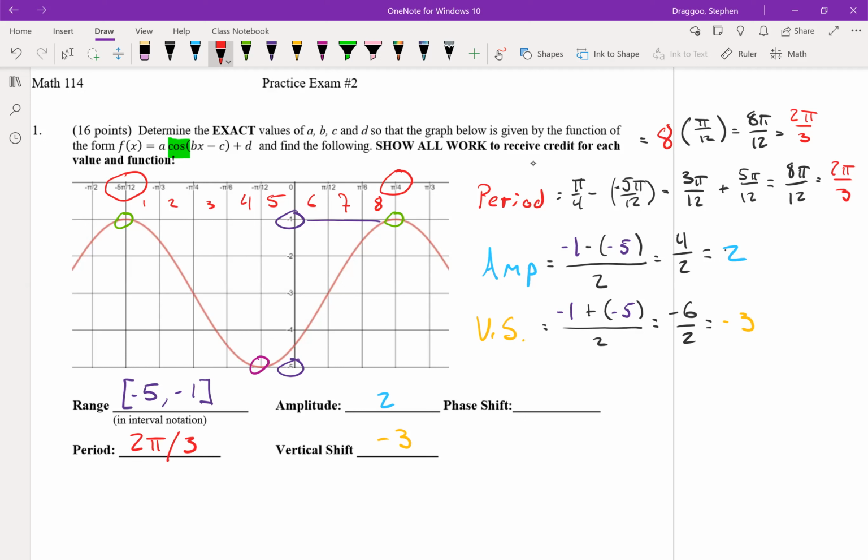All right, what have we not done yet? Phase shift. So I mentioned right at the beginning that there are three valid options for the phase shift on this graph. We need to pick just one. And I'm going to say picking pi over 4 is going to be the best option, or the option I'm going to go with.